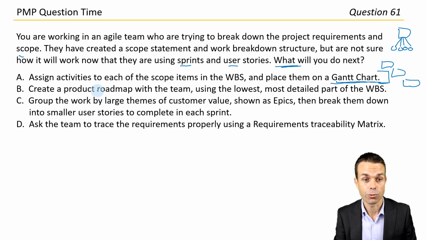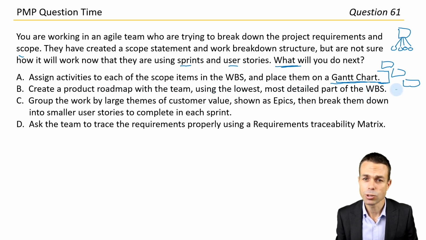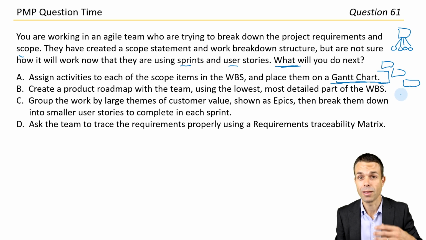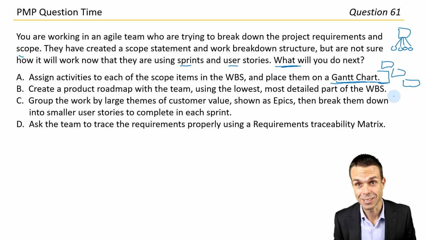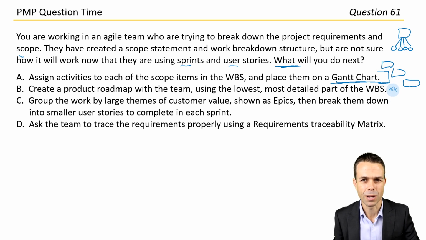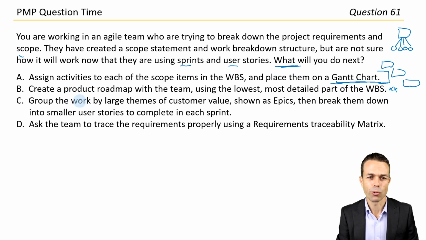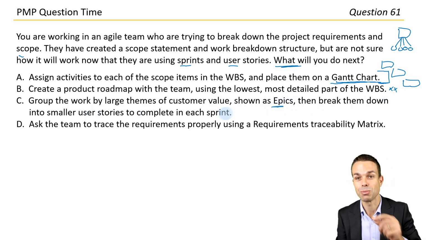Create a product roadmap with the team using the lowest, most detailed part of the work breakdown structure. Usually a product roadmap would be the feature level, so like a high level, not the most detailed level. Most detailed level is the user stories usually. So I think maybe a maybe for that one, or a low maybe a no. Group the work by large themes of customer value, such as shown as epics. That sounds promising. And then break them down into smaller user stories to complete in each sprint.